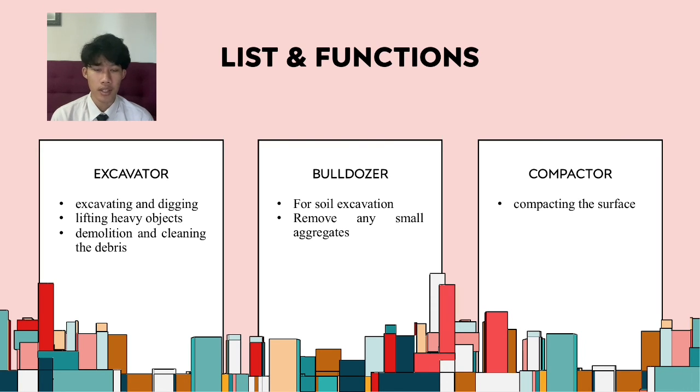Next we have the bulldozer. It is used for soil excavation too, and it can remove the topsoil layer according to the restricted depth. Besides that, it can also remove small aggregates such as small rocks and sand and piles of soil that are not required in the construction site. And then we have the compactor, mainly for compacting the surface of materials, and it is usually used in road construction.